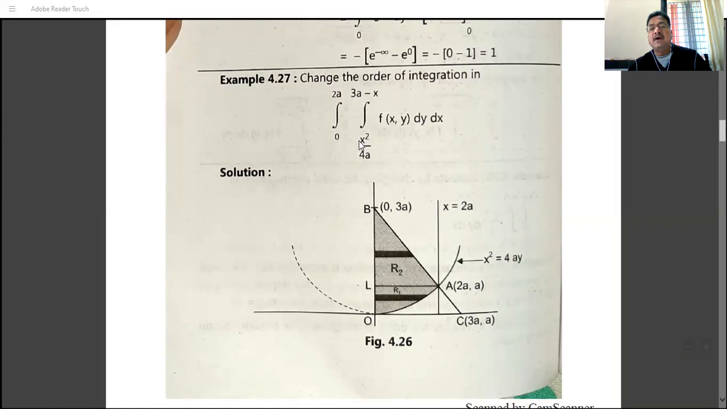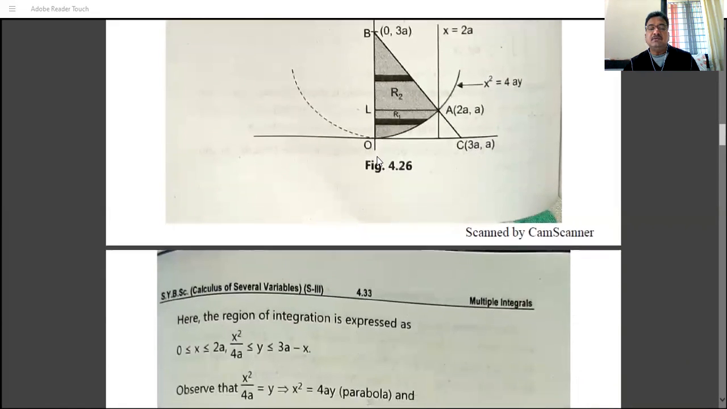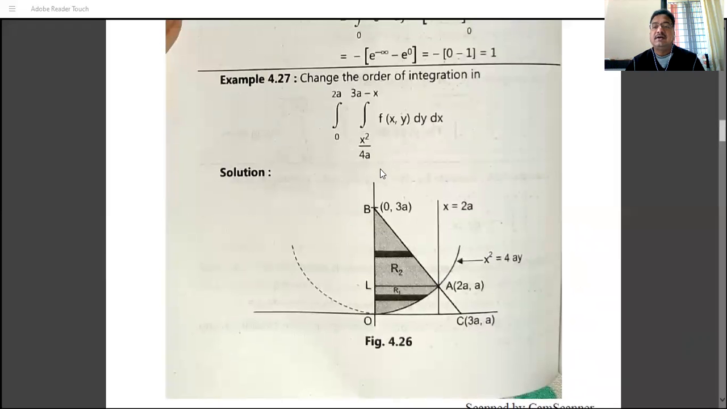So this is y is equal to x square by 4a, means x square is equal to 4ay. And this is the equation of parabola. x square is equal to 4ay is the equation of parabola around x square, means around y axis. So this is the figure of x square is equal to 4ay. That is, y is equal to x square by 4a, means x square is equal to 4ay is the equation of parabola.